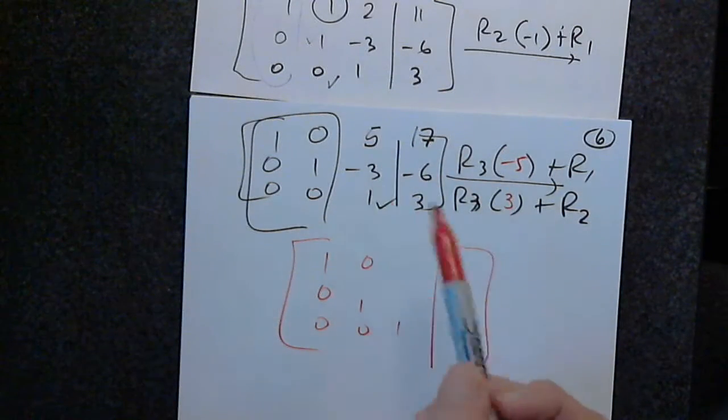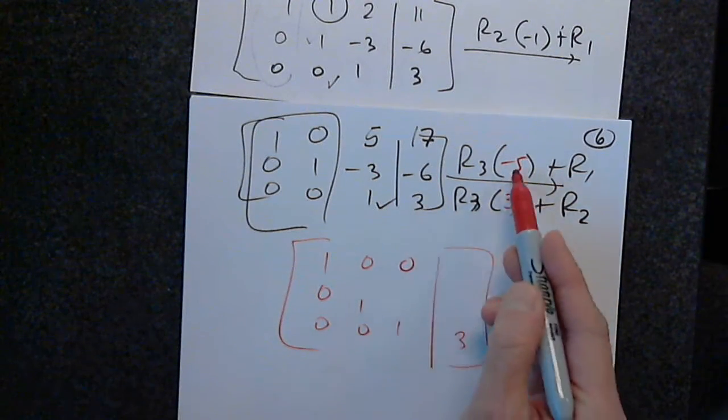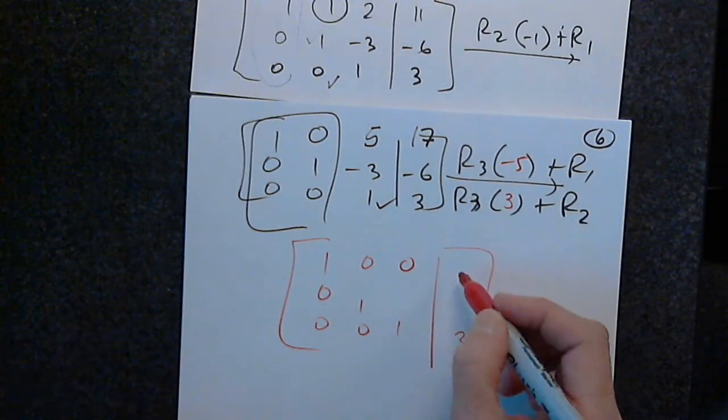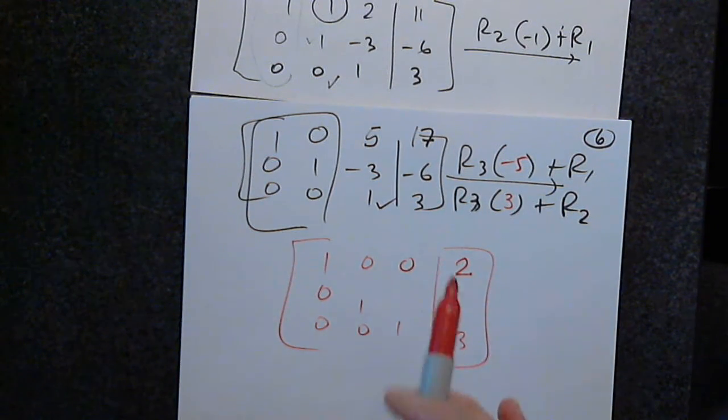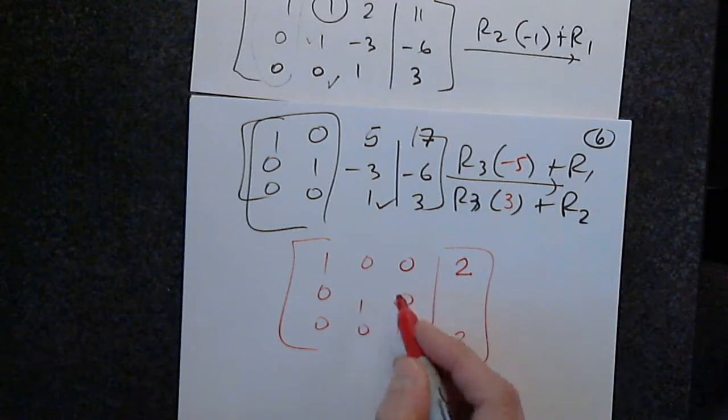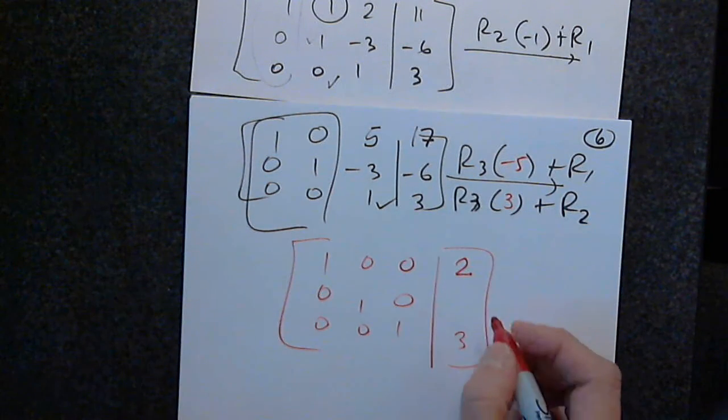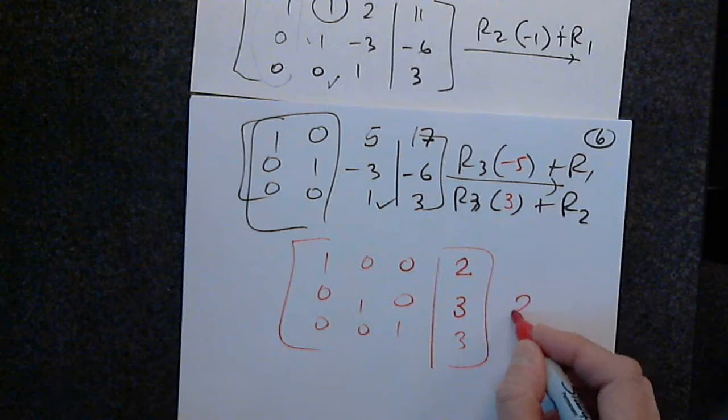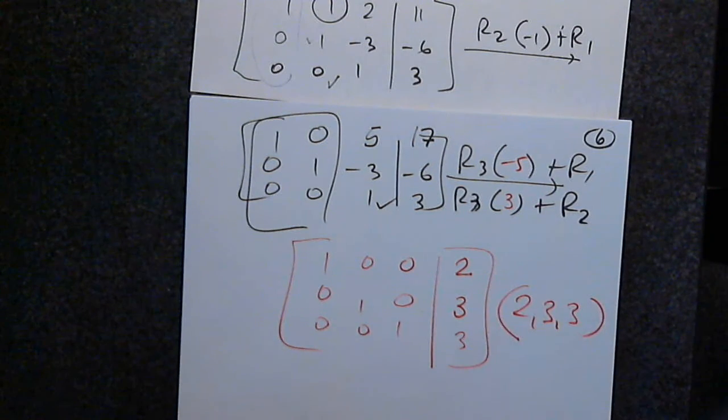One times negative 5 plus 5. 3 times negative 5, negative 15 plus 17. 1 times 3 minus 5, minus 3. 3 times 3, 9, minus 3. So it appears that is 2, 3, 3. We have to go back and check.